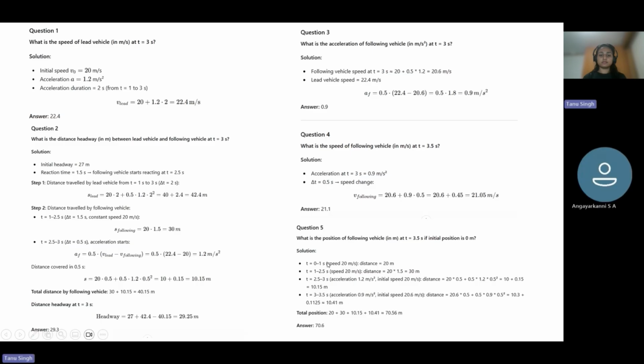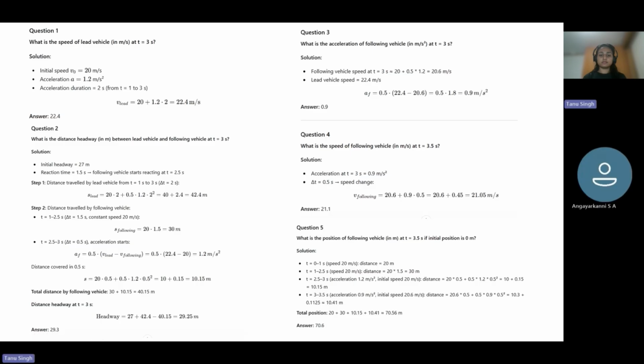Then we add the distance traveled for each of the time durations, we get 20 plus 30 plus 10.15 plus 10.41 as 70.56 meters. So the answer, rounding to one decimal place, we get as 70.6 meters.